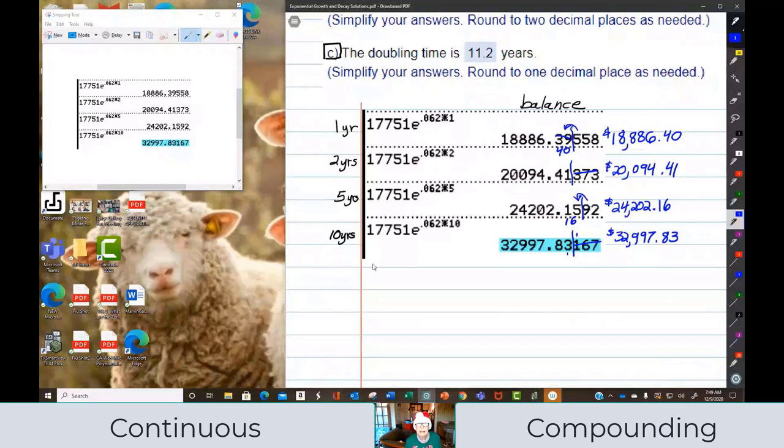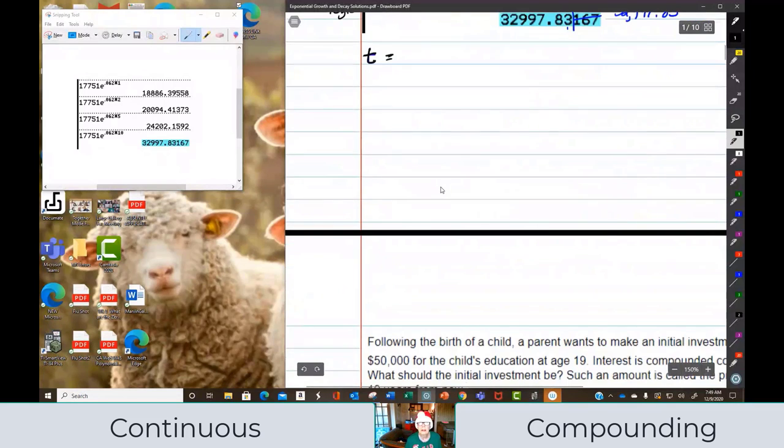Doubling time is the time it takes, so T will equal the time it takes your principal to grow to twice itself. In other words, to double.